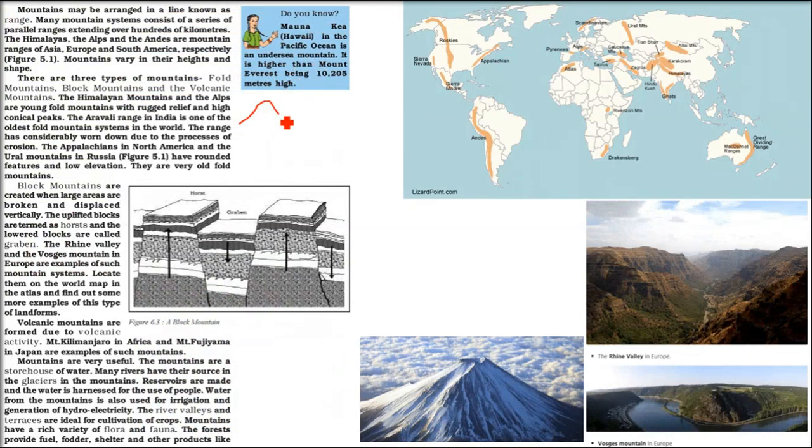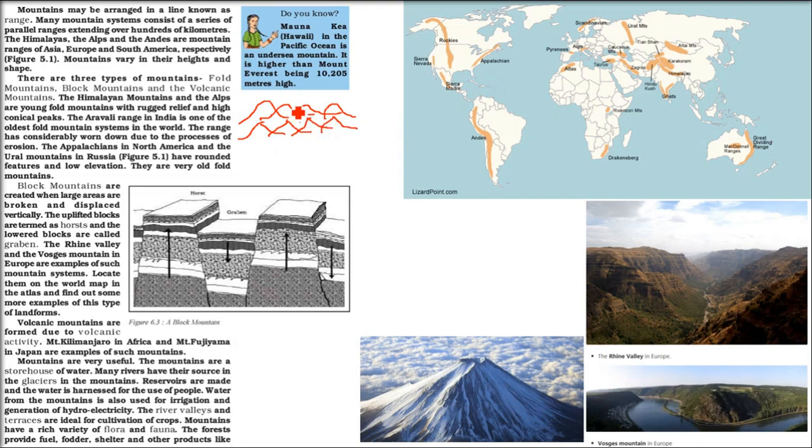And as I said, this is the pahad or mountain. We call them mountain range. Mauna Kea, Hawaii, in the Pacific Ocean, is the undersea mountain. It is higher than Mount Everest, being 10,205 meters high. Okay, remember this, Mauna Kea.